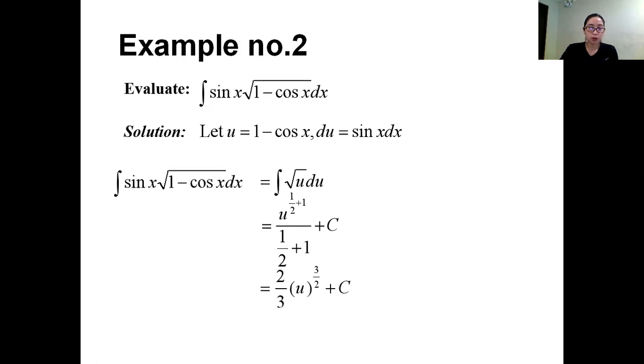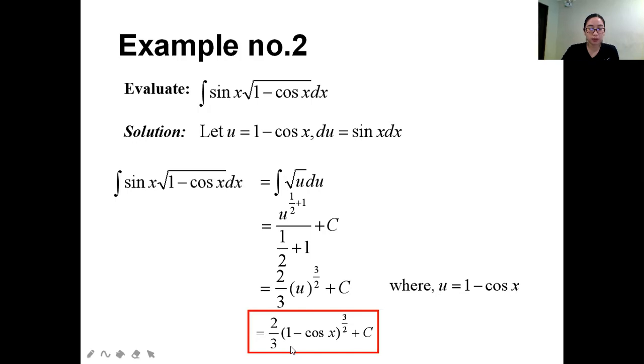To simplify, we have 2/3, since 1 half plus 1 is 3 halves, then we take the reciprocal. So we have 2/3 u to the 3 halves. U to the power of 3 halves plus c, where the value of our u is 1 minus cos x. So therefore, our final answer is 2/3 quantity 1 minus cos x to the power of 3 halves plus c.